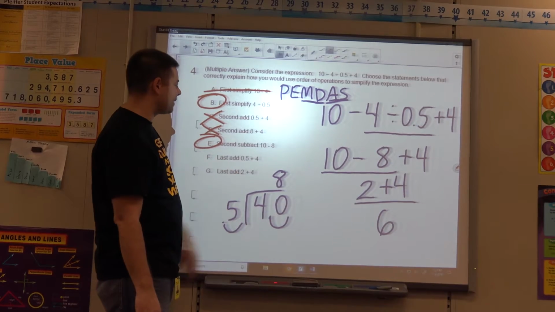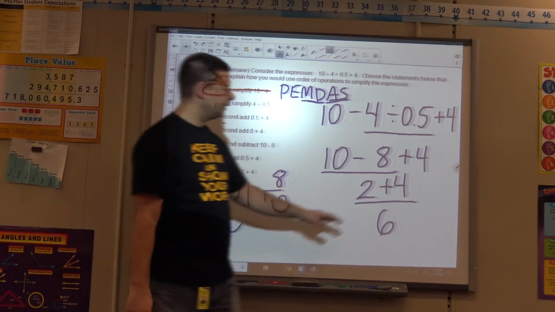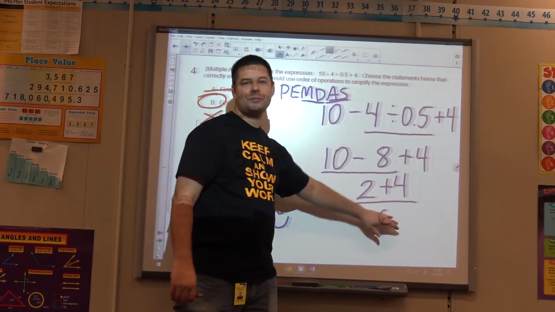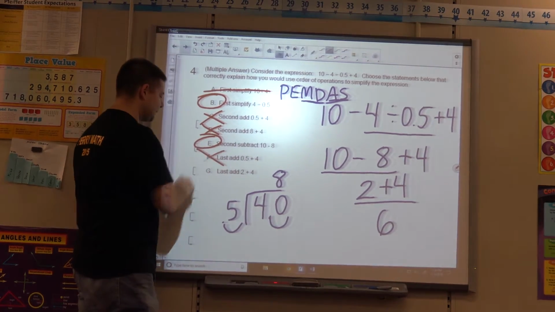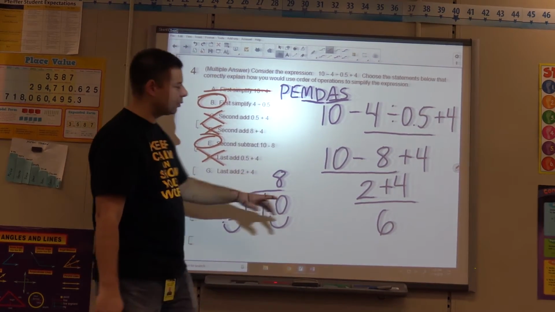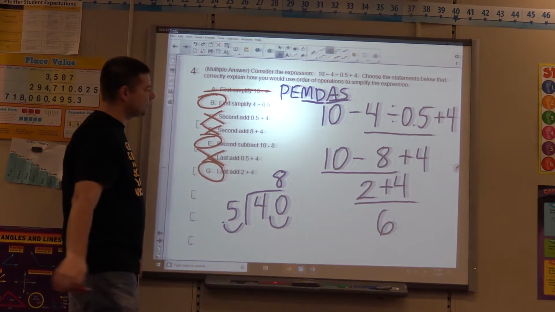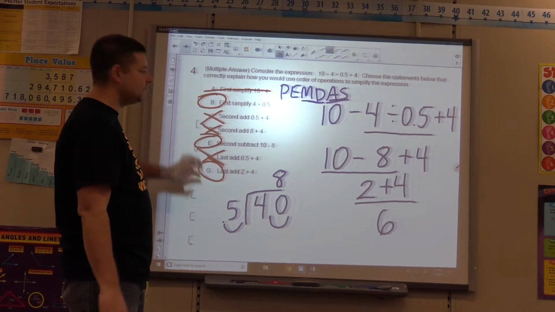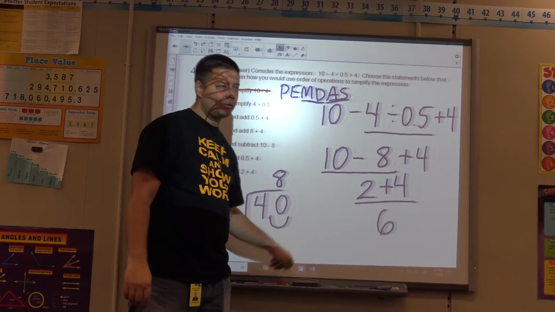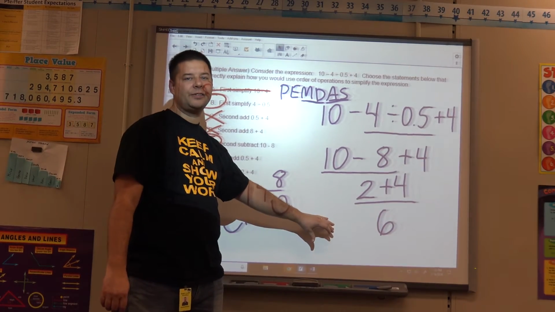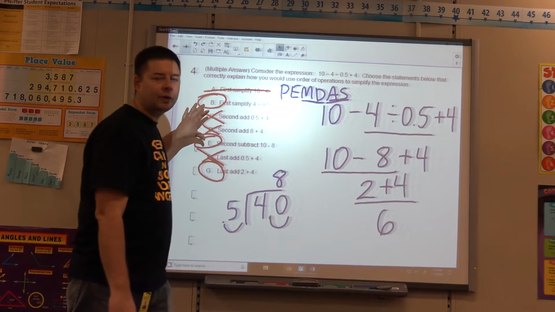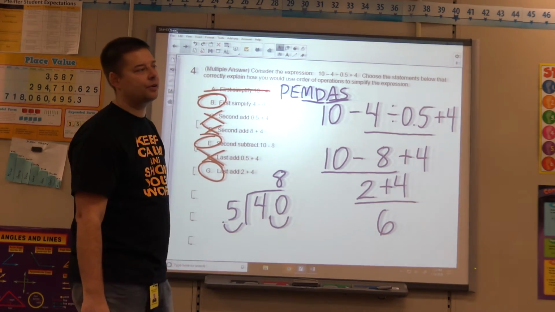Letter F says last add 0.5 plus 4. See, I added 2 plus 4, so that probably is not right. And then letter G says last add 2 plus 4. Well, by golly, that's exactly what I did. So letter G is correct too. So my answers here are B, E, and G. And I found those by really just simplifying the expression using PEMDAS and then comparing what I did to the answer choices that are over here.